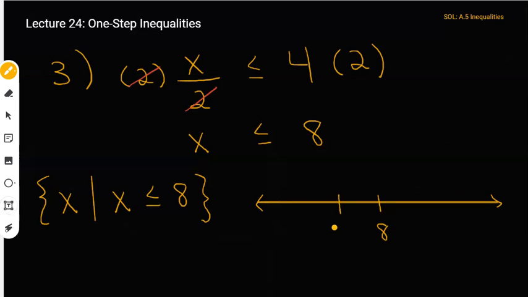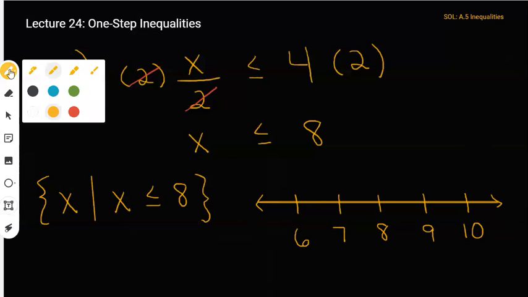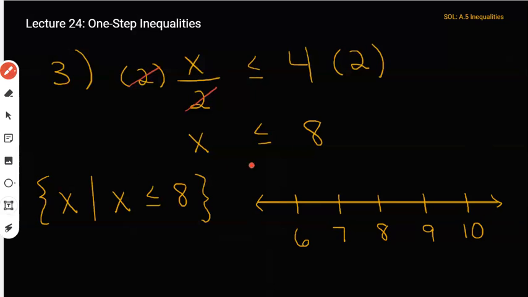Numbers that are less than 8, like 7, 6, those are going to go on the left side. But numbers that are bigger than 8, like 9 and 10, those are going to go on the right side. Because if you go farther to the right, you'll get bigger numbers. So if I have a less than or equal to symbol, am I going to use a closed dot or an open dot? It's going to be closed this time, right? Because of this little line down here.